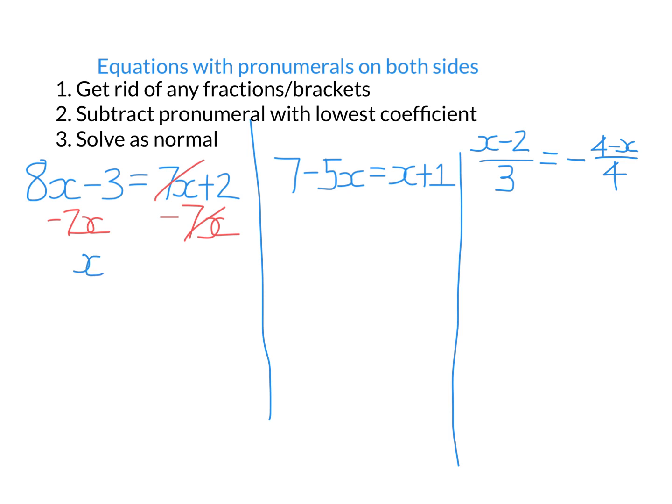Remember, you can't subtract 7x from -3. They are not like terms. The -3 just stays as it is because it has no like terms. And then similarly, the 2, I can't subtract 7x from 2, it just stays as it is.